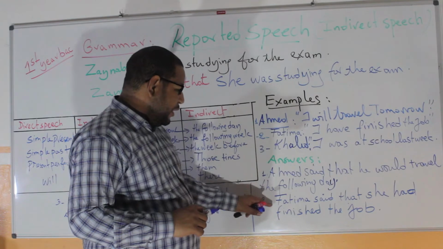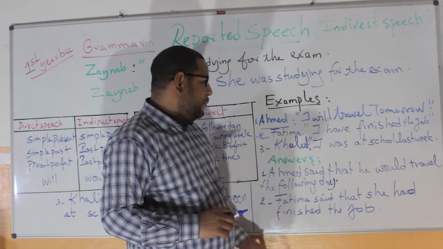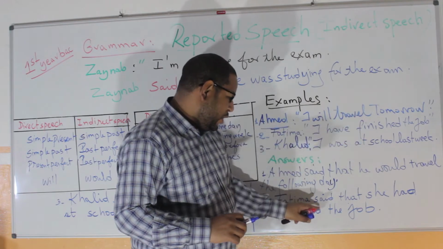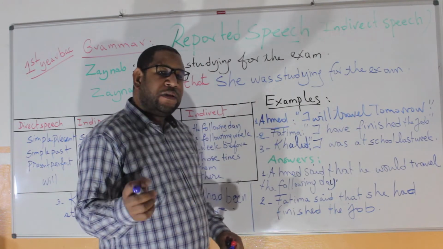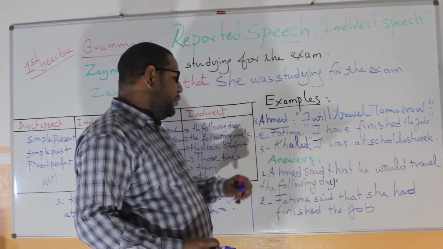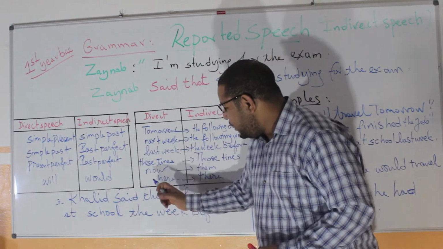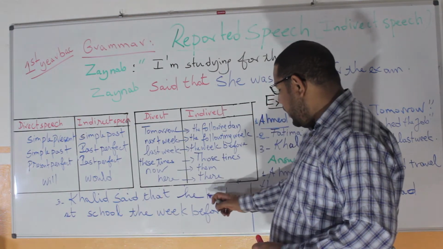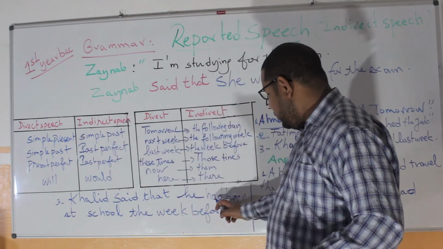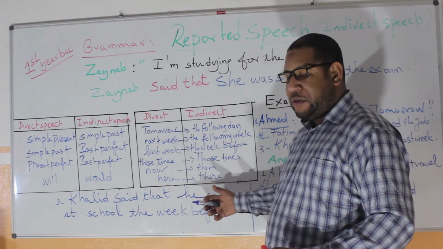Now, move on to Fatima. Fatima said that she had finished the job. So look, I have finished, present perfect, changes into she had finished, past perfect. All the time we have a reporting verb. Now we move to Khalid: I was at school last week. We have simple past and we have last week. Khalid said that, reporting verb, he had been. Was, simple past, changes into had been, past perfect. This is the form of the past perfect: had plus past participle.